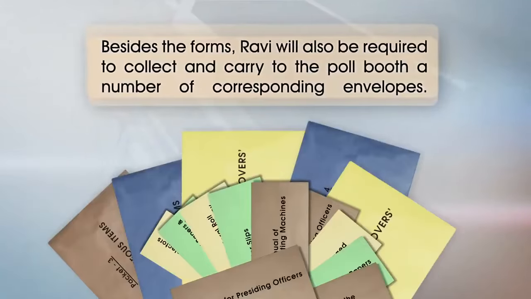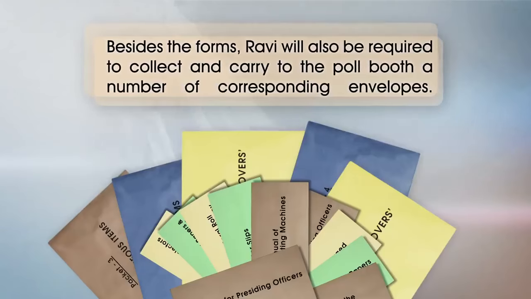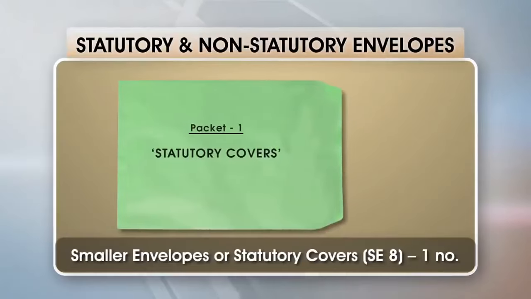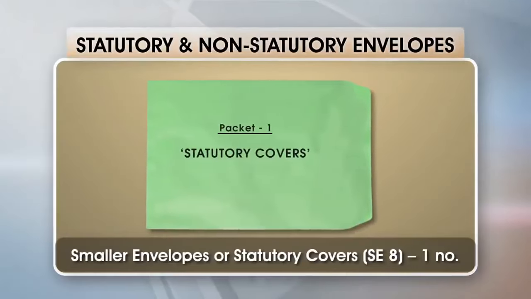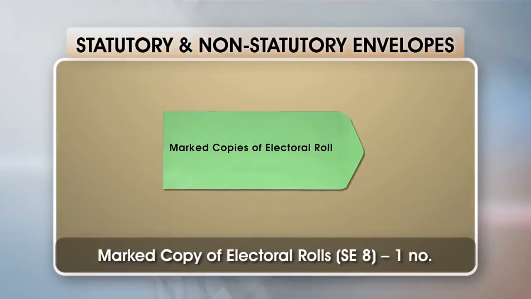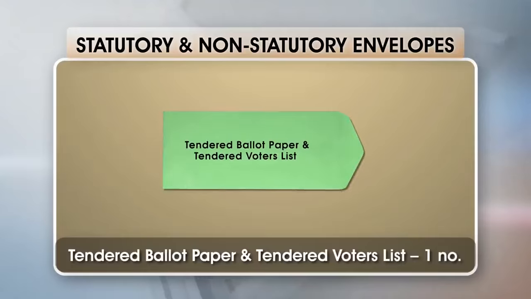RO. Besides the forms, Ravi will also be required to collect and carry to the poll booth a number of corresponding envelopes. List of envelopes. For smaller envelopes or statutory covers, SE8, 1 number. For marked copy of electoral rolls, SE8, 1 number. For other copies of electoral rolls, SE8, 1 number. For tendered ballot paper and tendered voters list, 1 number.